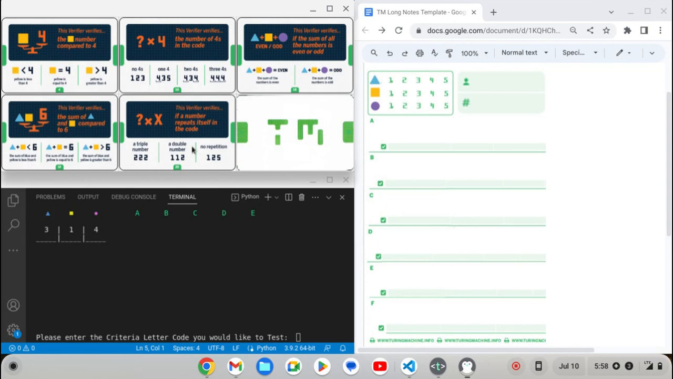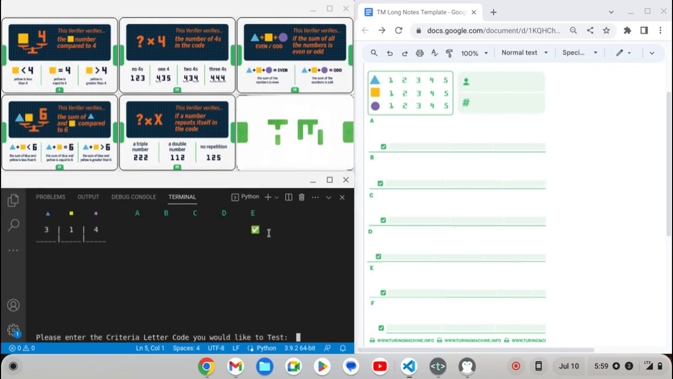Remember, the objective of the puzzle is to find this unique 3-digit solution that abides by all the 5 criteria cards we just described. And we're going to start off with our initial proposal of 314. So the first thing I want to test is I want to know a little bit about the structure of the solution. So let me go ahead and test criteria card E.